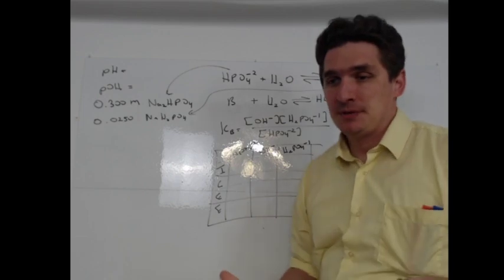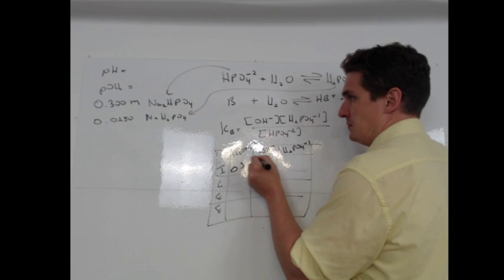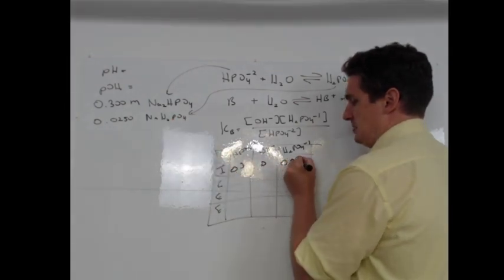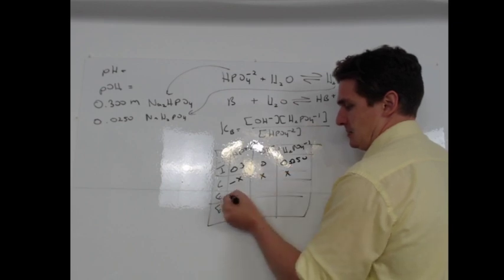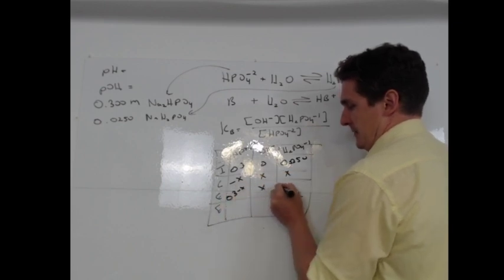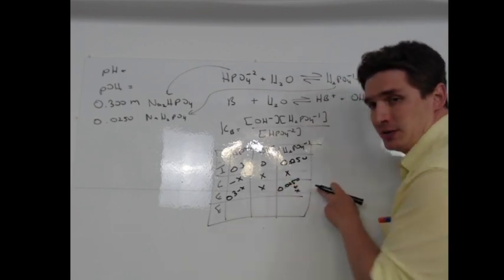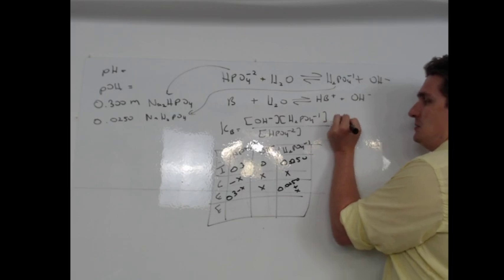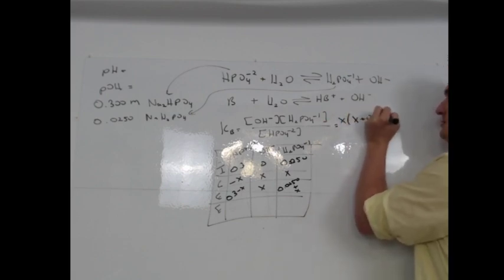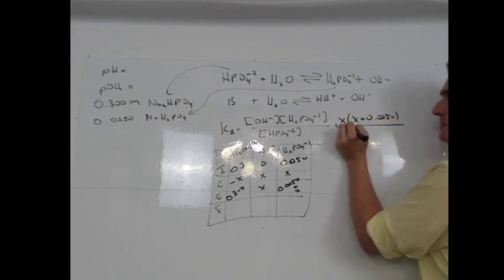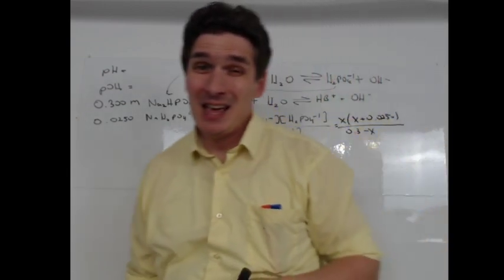So you're almost there. We've got our starting concentration, 0.30, 0.0250 minus X, X and X, so 0.3 minus X, X and 0.0250 plus X. We're going to stick this row into this expression, so we get X times X plus 0.0250 all over 0.3 minus X. Again, keep in mind you're given the pKb, not the Kb.